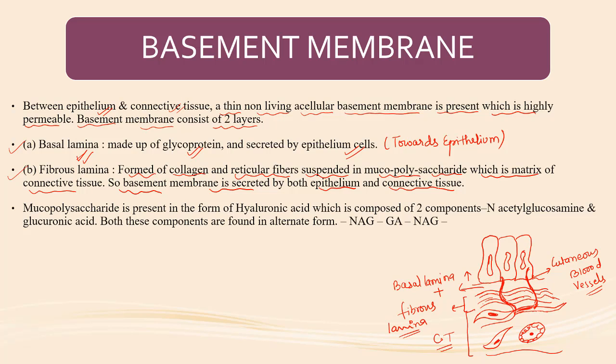So the fibrous lamina is basically made up of fibers like collagen and reticular fibers, which are suspended, mixed in a mucopolysaccharide matrix of connective tissue. Mucopolysaccharide is present in the form of hyaluronic acid, which is present as a matrix of connective tissue. And this hyaluronic acid is made up of mucopolysaccharide. Simply put, it is a complex sugar, composed of two components.